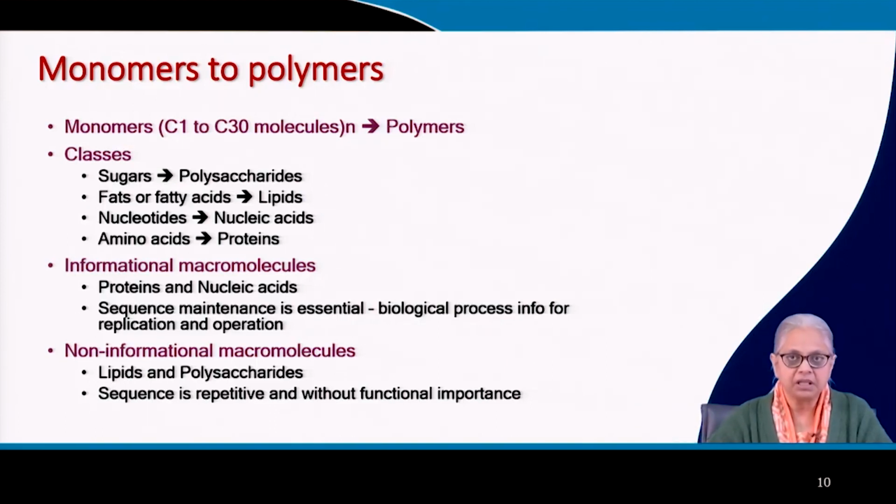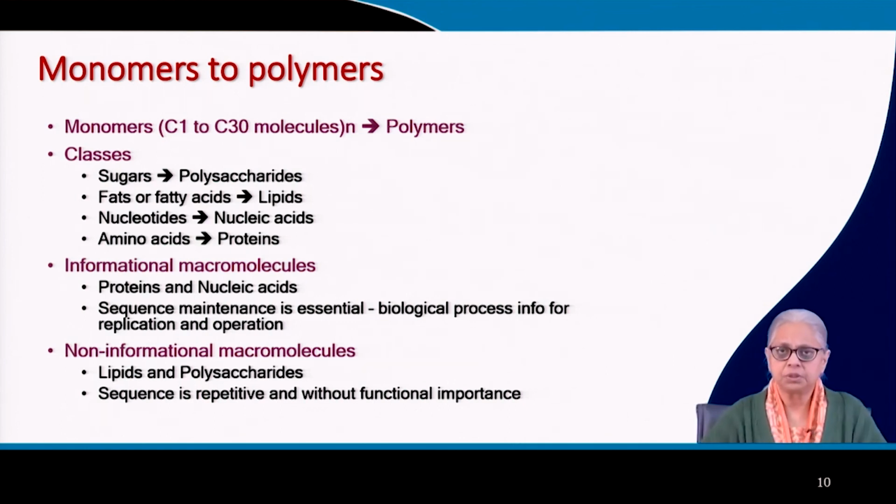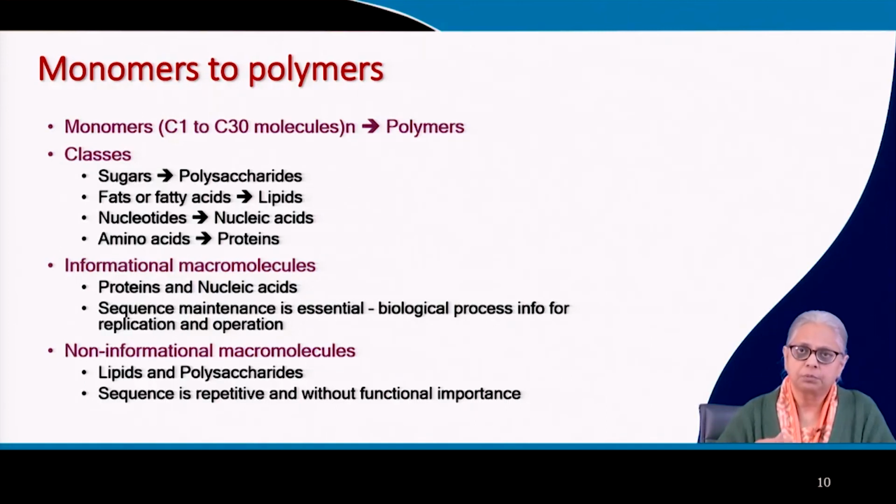So you can have very large monomers or you can have very small monomers. So these monomers can be C1 compounds all the way to C30 like fatty acid compounds, and these monomers will be linked together, maybe tens of them or hundreds of them and so on. So we'll take a look at all of them.